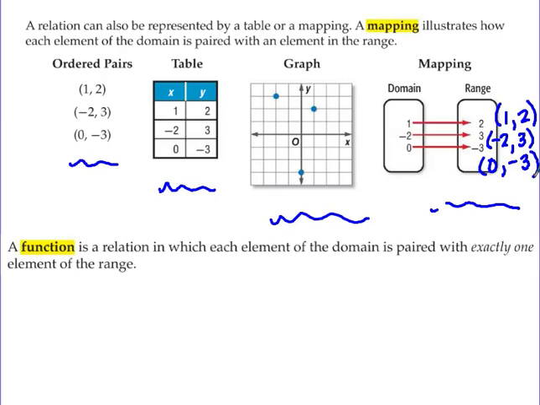Okay, and that's how a mapping works. Notice it's got the domain all in a circle, or in an oval. It's got the range all in an oval, and then it uses arrows. So now we're going to define what a function is. A function is a relation in which each element of the domain is paired with exactly one element of the range. Okay. Each element of the domain is paired with exactly one element of the range.